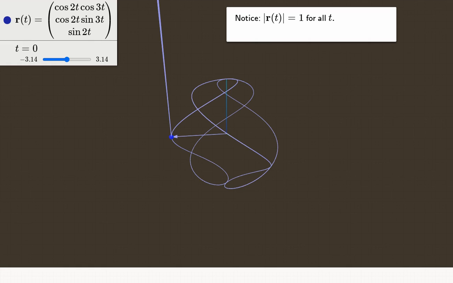So the magnitude of r of t is equal to 1 for all values of t. For us, it doesn't matter that it's exactly 1, it matters that it's a constant. So in other words, the point r of t is always going to be on the unit sphere, the sphere of radius 1. Now something interesting happens, so you can play around with the t values.